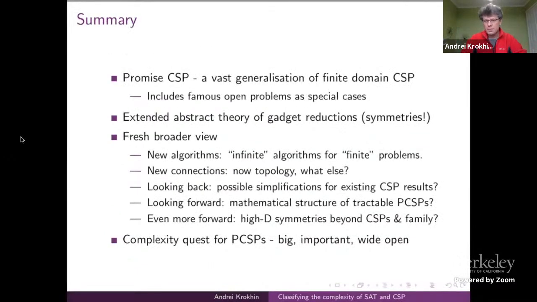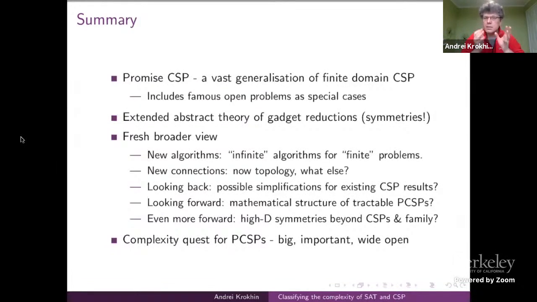So let me summarize. This promise CSP is a vast generalization of finite domain CSP, and it includes some famous open problems as special cases. We have an extended abstract theory of gadget reductions for it, and we have a fresh, broader view on things. We have new algorithms, which are somehow infinite. Both algorithms of Bulatov and Zhuk are very finite; they operate with finite objects. For PCSPs, we have cases where provably we need infinite algorithms, such as those involving linear programming relaxations, affine integer relaxations, and the like, to solve finite problems.